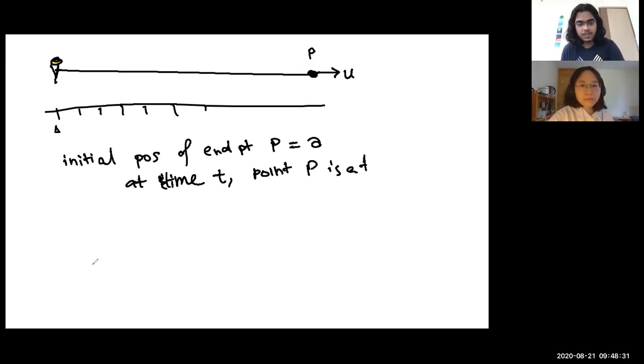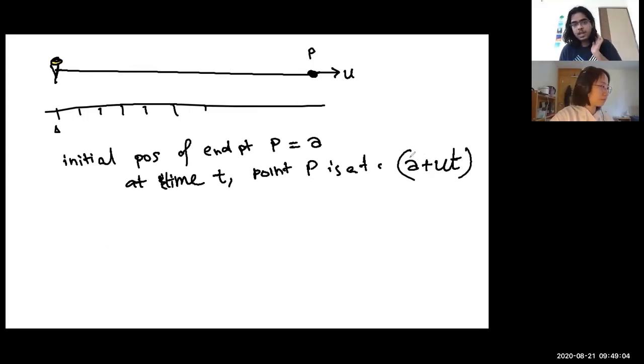could anyone in the chat type the answer? So at time t, the point P is at coordinate... Yeah, is it ut? You know it's initially at a, exactly. So it's a plus ut. So this is the coordinate of the point at time t. And now you're asked the speed of the point. So you have some point here, let's call it q, and you're told that q is at a distance x, right? So at time t, q is at this distance, and now you're asked what's the speed of q.